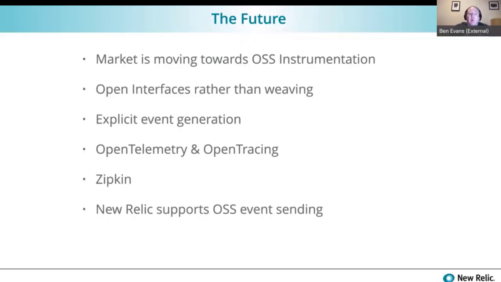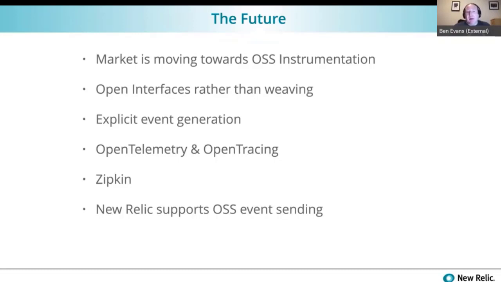The market is moving more and more towards open source instrumentation. And we think that a lot of people are going to be using open interfaces rather than weaving. There's a lot of emphasis on explicit event generation rather than the automatic transformation techniques. And technologies like OpenTelemetry are going to become more and more important. At New Relic, we absolutely support that. We can handle open source event sending right now today. All of our sending formats are themselves open source. So if you want to use our vendor format, which is open, you can do.